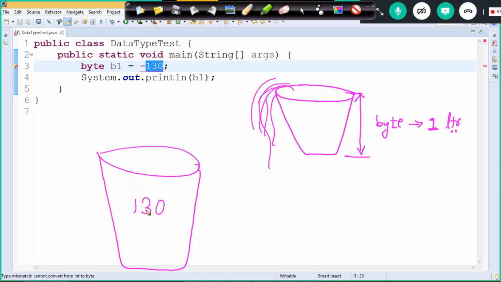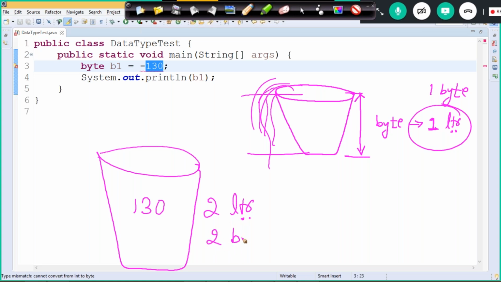What is the meaning of a small bucket and a bigger bucket? Very simple. Small bucket has small capacity, 1 liter capacity. 1 liter is nothing but, let's say, 1 byte capacity. So I should go for a bigger bucket. Let's say I go for a 2 liter bucket now. A 2 liter bucket is nothing but 2 bytes of memory. So understood now? The data type which is capable of having 2 bytes of memory is called short. So short is a little bigger than byte.